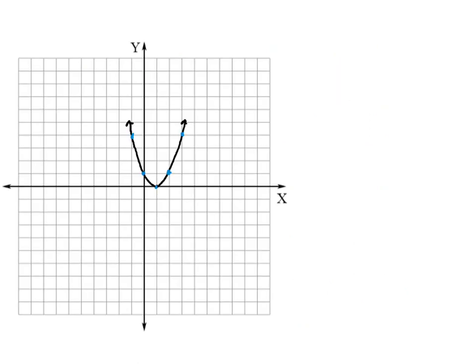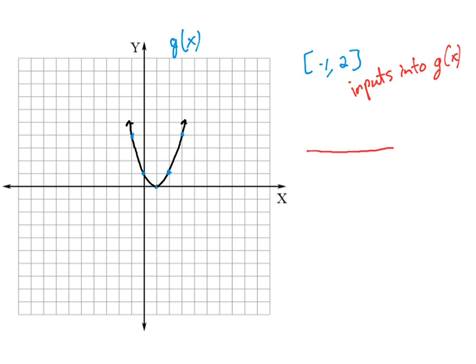Now let's look at the graph of a function. We'll call this g of x here. What we want to do is find the rate of change between -1 and 2. So what we're doing is inputting these values into the function g of x. Thinking back to what we just saw, the inputs go in the denominator, so we're going to say 2 minus -1 here.